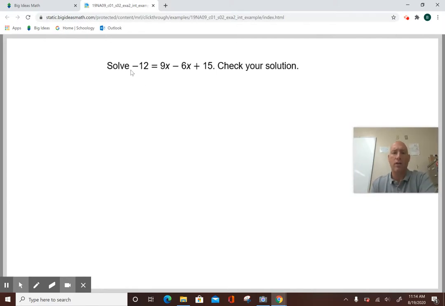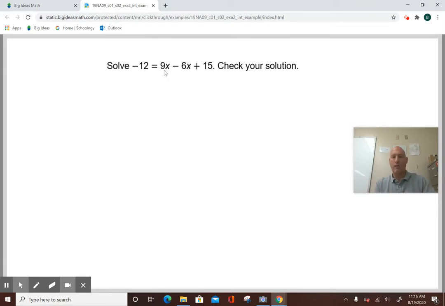So we have to solve the equation negative 12 equals 9x minus 6x plus 15, okay? As we do this, we need to search for distribution. There's no parentheses, so I know there's no distribution. Now we have to search for combining like terms. And in case that's new to everyone, it should not be new, but in case we need our review, a like term is two things talking about the same exact thing.